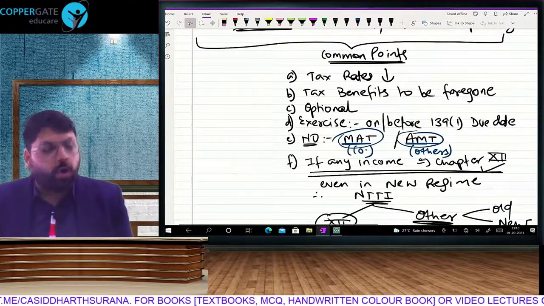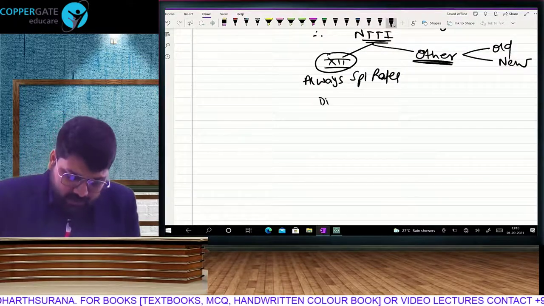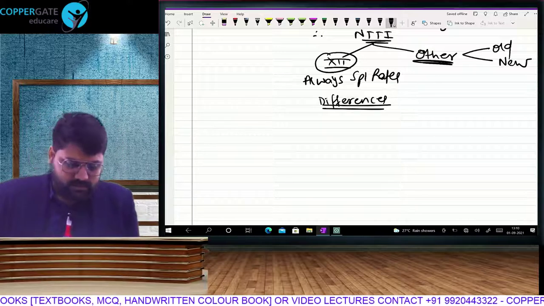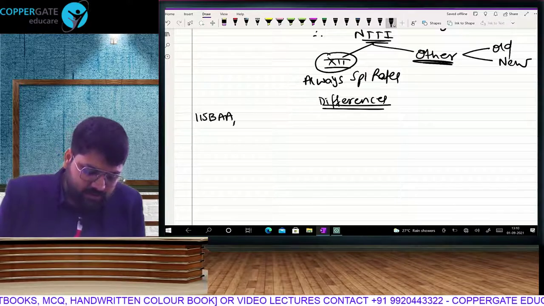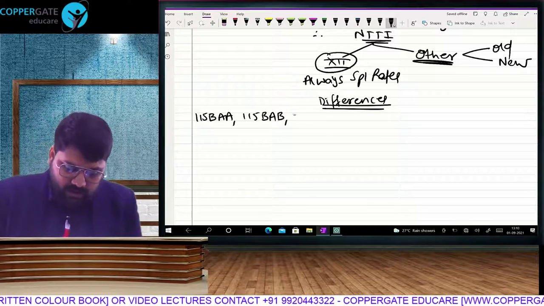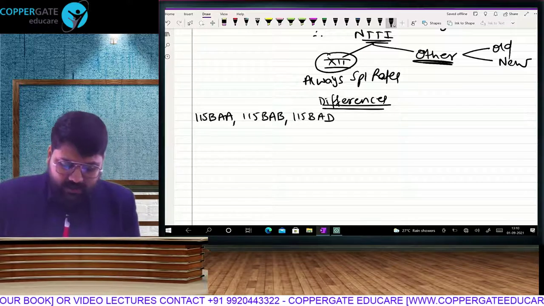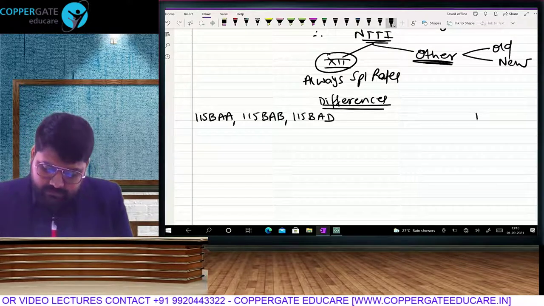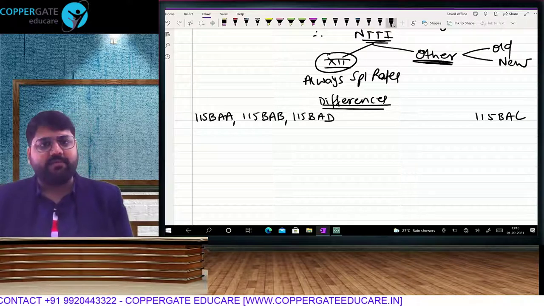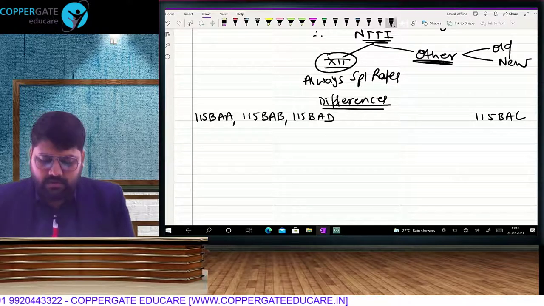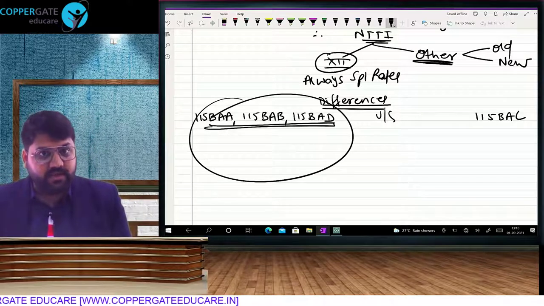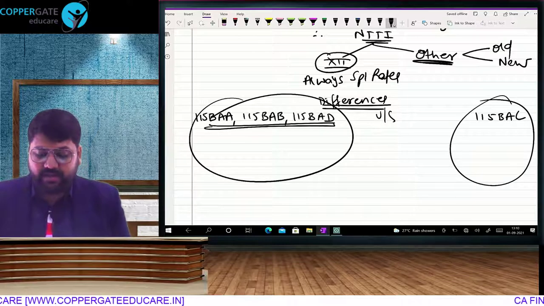Now that I have told you the common points, I would also like to point out a couple of differences. A couple of differences. 115BAA, 115BAB, they are applicable to which assessee? And 115BAD, applicable to which assessee? And 115BAC, I am removing from here. That is applicable to which assessee? There are two differences. Means in these three, there is no difference. In these three, there is no difference. But 115BAC has got two differences.